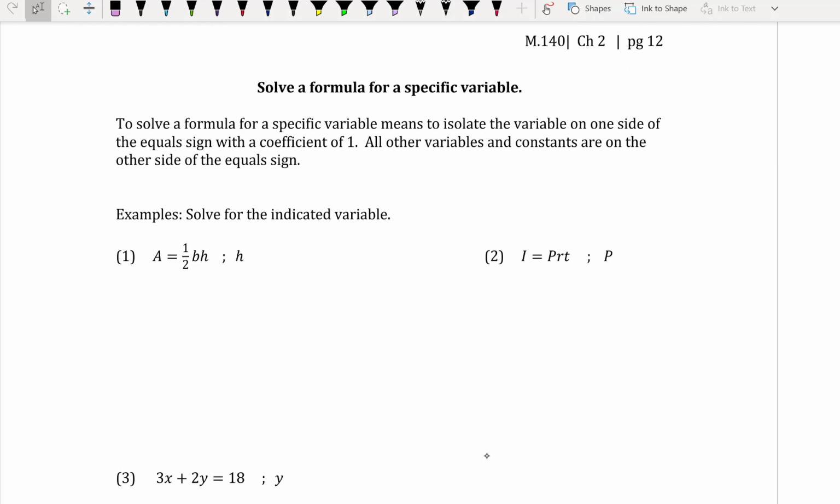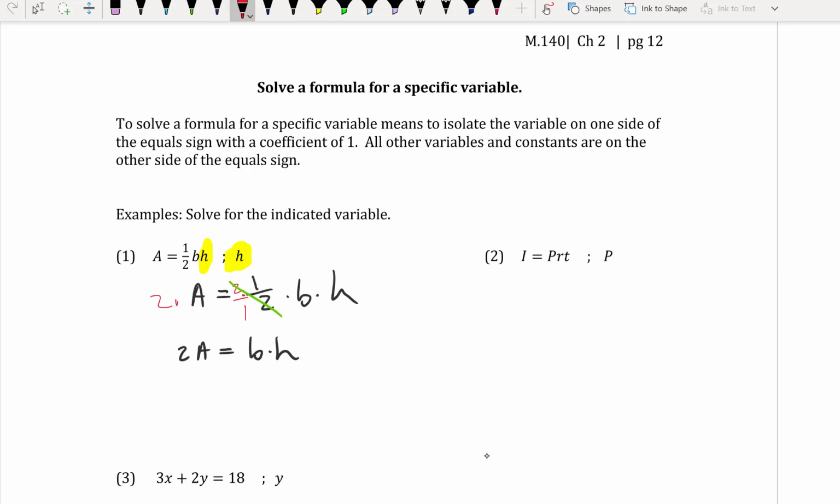What we want to do next is solve for the variable in each equation. So for number 1, it's asking us to solve for h. So here I have h there. Now I have A is equal to 1/2 times my base times my height. Well, to get rid of that 1/2, I can multiply by the reciprocal, which is 2 over 1, or just 2. So I end up with 2A is equal to my base times my height, since multiplying a fraction by the reciprocal cancels it out.